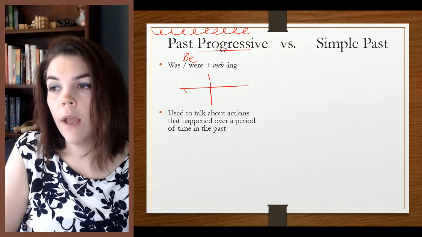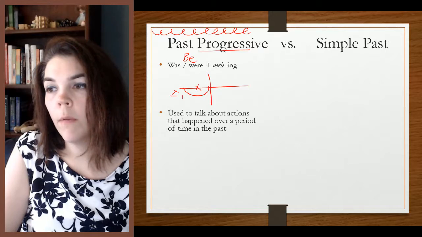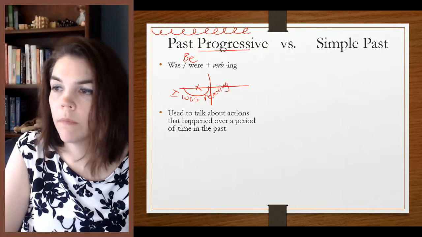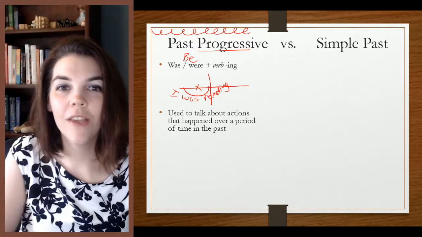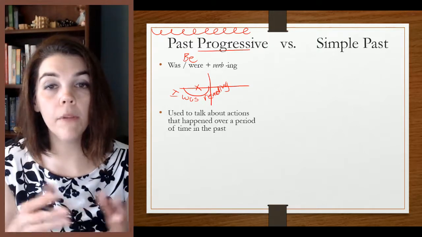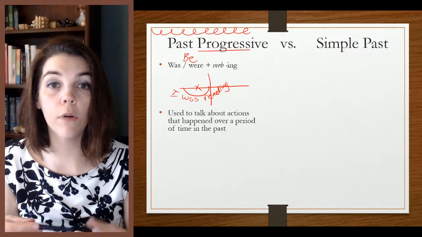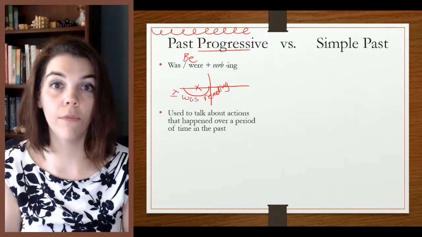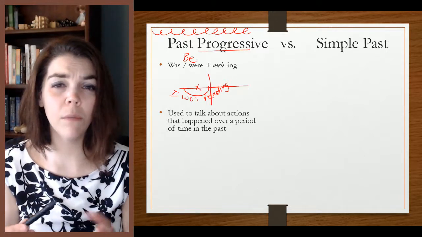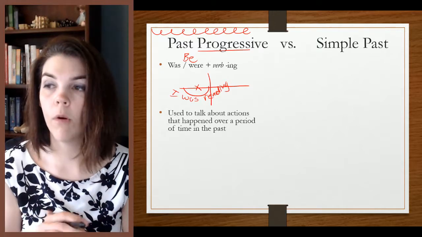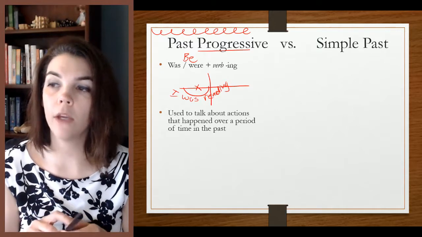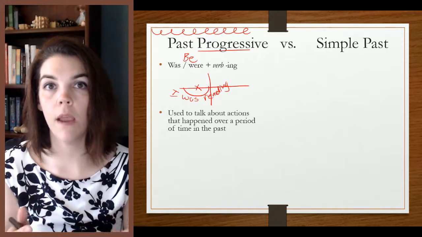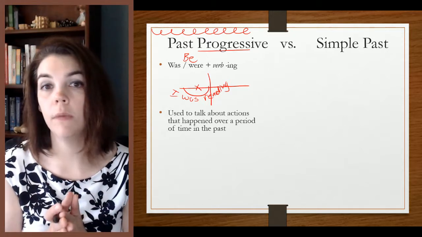So our action, I was reading, happened in the past over a period of time. I was reading. There you go. All right, so it happens over a period of time. It's not like the verb give. You give and it's done. So we usually say I gave. Sometimes we can say I was giving, but it's all about meaning, and we'll talk more about that. So think about actions that happen over a period of time. Those actions are going to often be in the progressive.